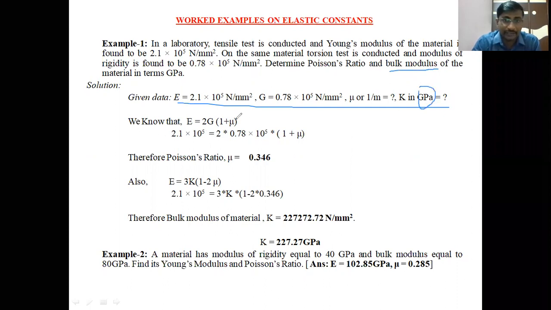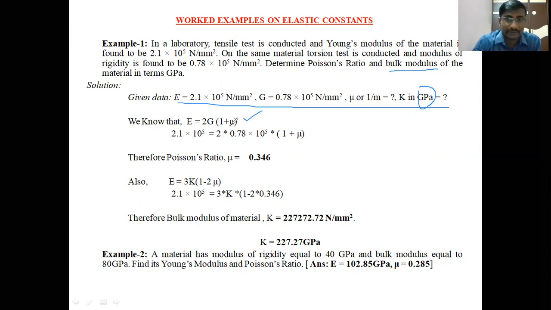So we know the relations: E equal to 2G into 1 plus mu. You have to remember these relations, dear students. What are the relations we have derived up to here? E equal to 2G into 1 plus mu is the relation between E and G, and E equal to 3k into 1 minus 2mu is the relation between E and K, and the relation among the three elastic constants is E equal to 9kG by 3k plus G, or 9 by E equal to 3 by G plus 1 by k.